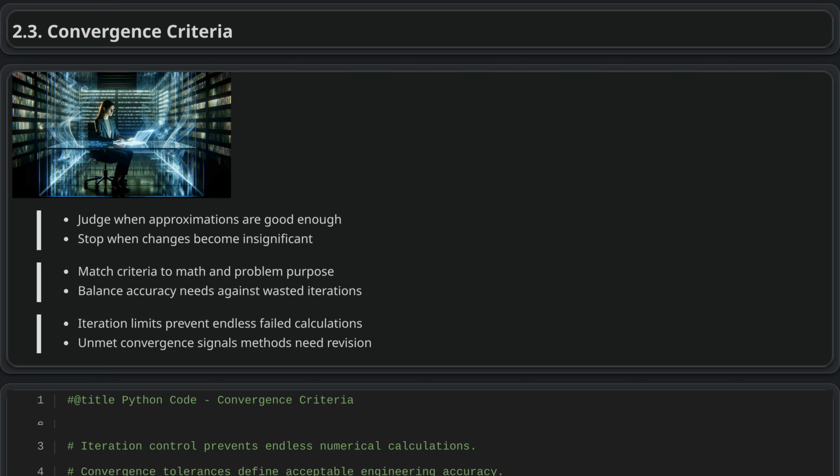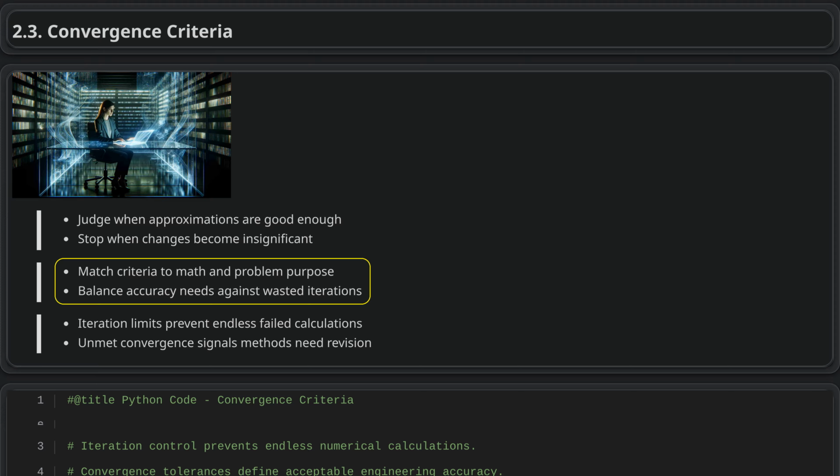Convergence criteria. Convergence criteria tell us when an iterative numerical method is close enough to a reliable solution to stop. Instead of requiring an exact answer, they check whether changes in the approximation, remaining error, or function behavior are small enough for the engineering task. The main goal is numerical stability and a solution that is sufficiently accurate for practical use.